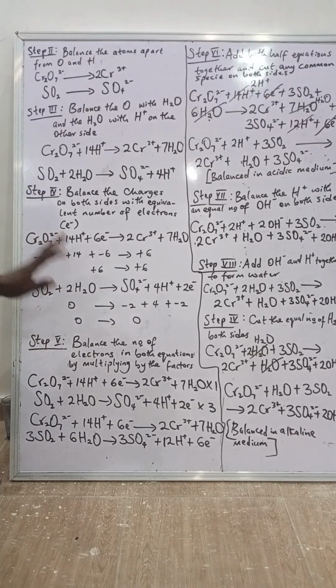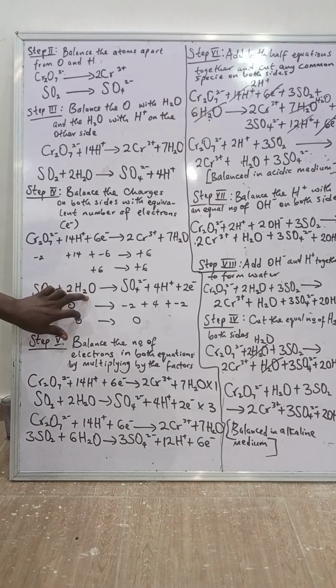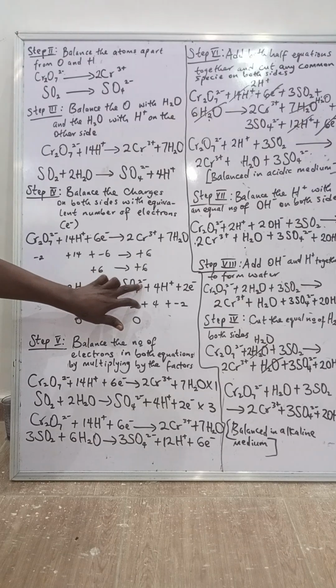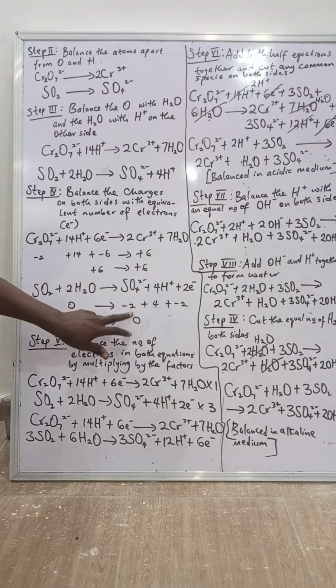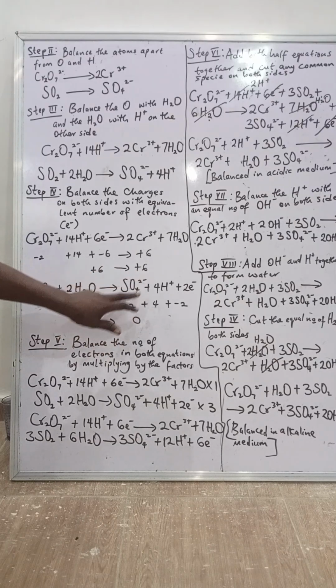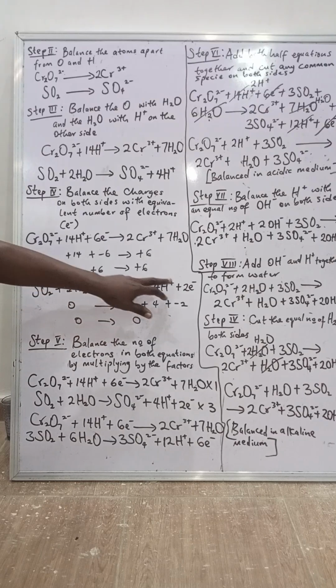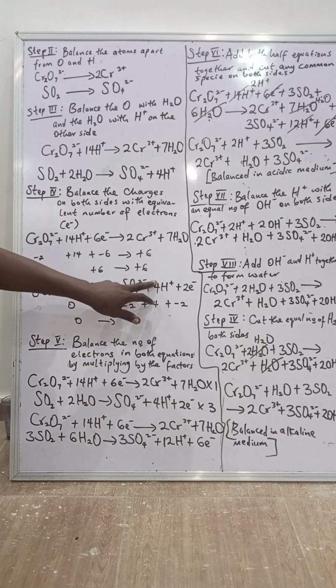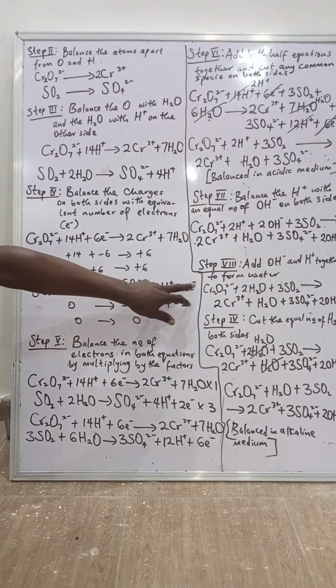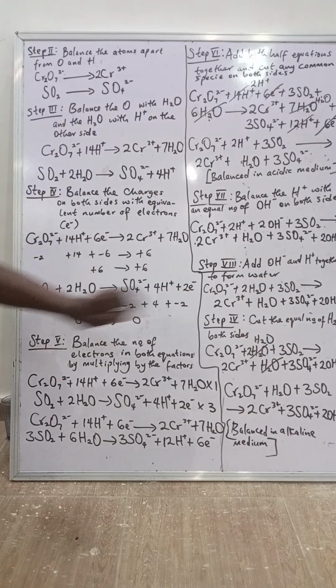Now to the second one, we do the same. Here we have SO2, no charge, water, no charge. Here SO4, there's minus 2, which is same as 2 minus, same as minus 2. Here we have plus 1. Plus 1 times 4, that's plus 4. Minus 2 electrons.